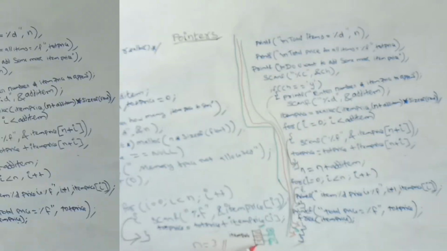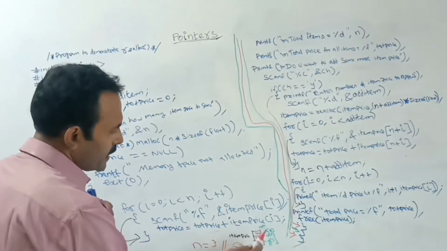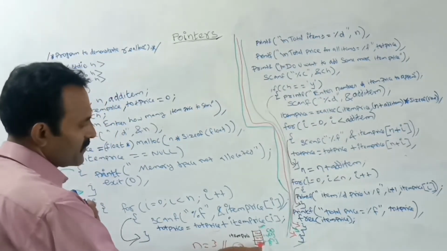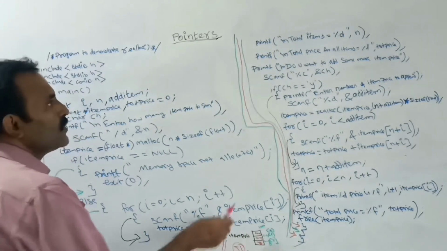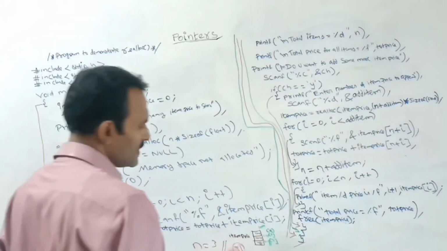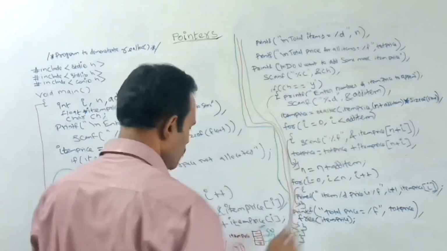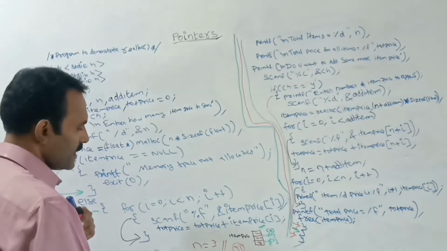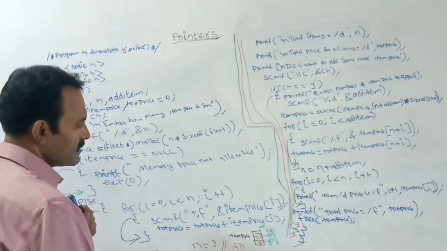Next, I am adding 31 plus 20. Here 20 means 20.0, and if you add them, 51 is the answer. Finally, how many items in total will this print? In the end we had given it as 3. So in the output, it will display: total item is equal to 3.